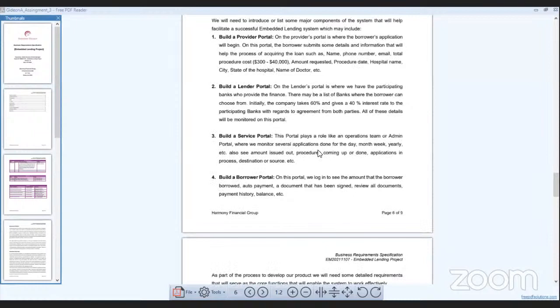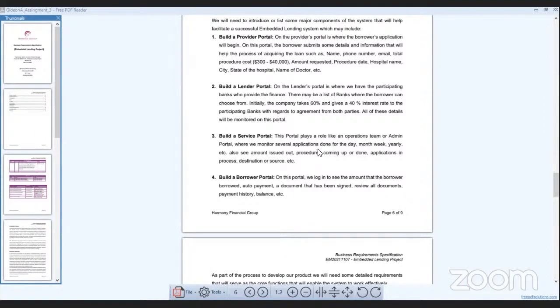Build the lender portal. On the lender's portal is where we have the participating banks who provide the finance. There may be a list of banks where the broker can choose from. The company takes 60% and gives 40% interest rate to the participating banks. With regards to agreement from both parties, all these details will be monitored on this portal.